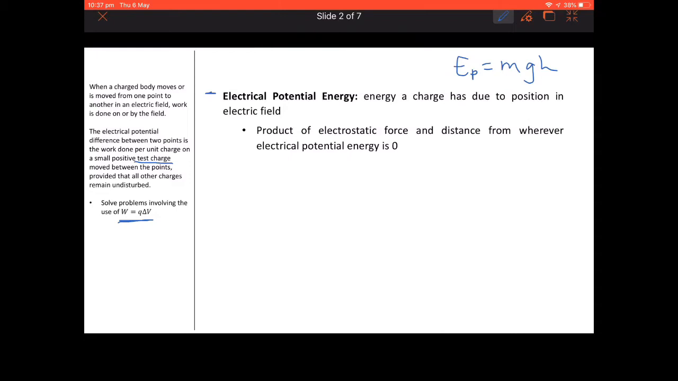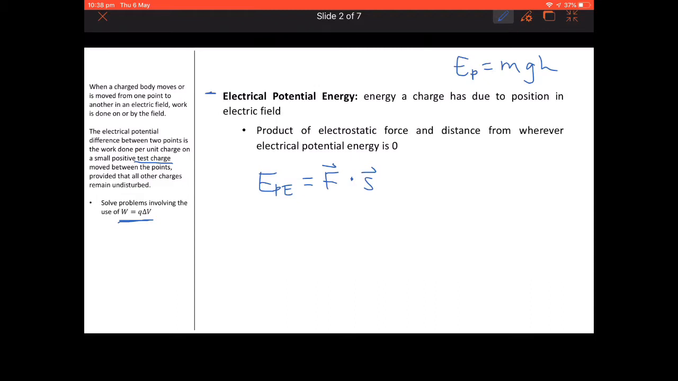Electrical potential energy is a product of the electrostatic force and the distance from wherever the electrical potential energy is zero. So the electrical potential energy is going to be zero when a charge is at its opposite charge on between two plates. So what that is saying is that the electrical potential energy is equal to the electrostatic force multiplied by the distance from wherever the electrical potential energy is zero.